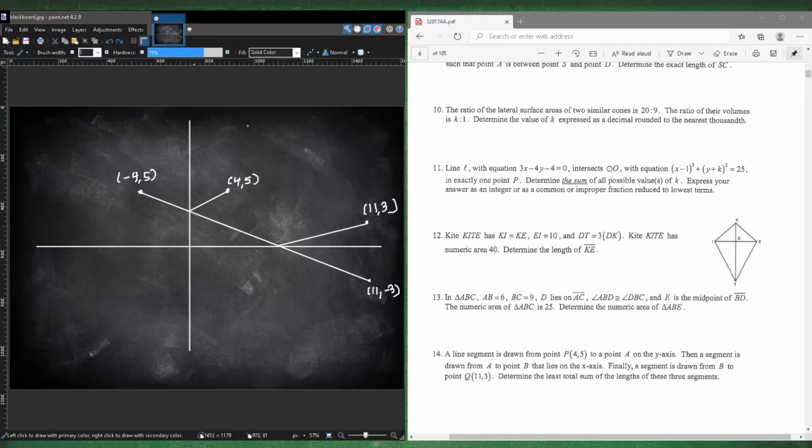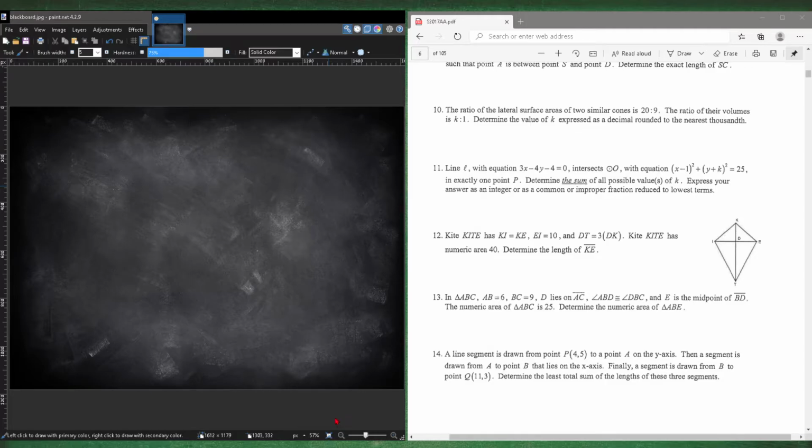Our change in x is 15, since -4 to 11 is 15. And 5 to -3, that's 8. So we could just use the Pythagorean theorem. 15 squared plus 8 squared is 289, and the square root is 17. And that is your answer for number 14. So you just gotta recognize it. If you ever see distances that you need to optimize on a grid, just use the idea of reflection.